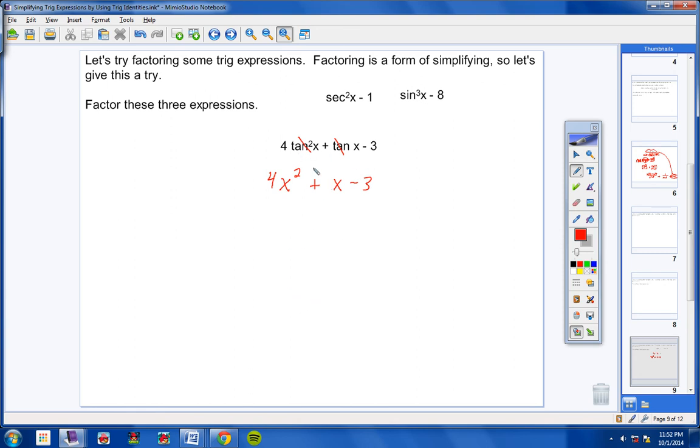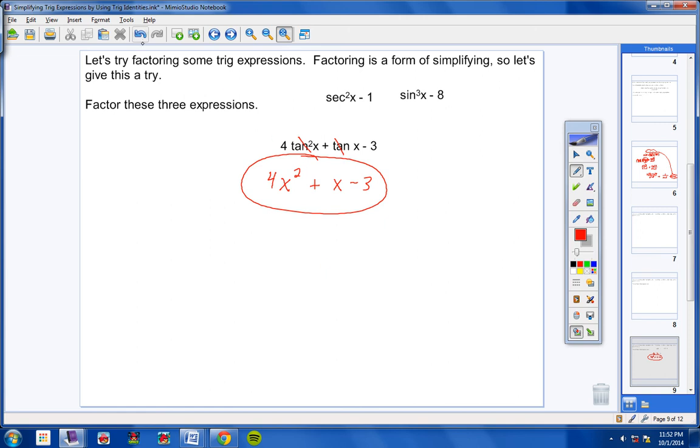It's that simple. And look, you don't have to take the tangent out if you don't want to. If you can factor it with it in there, then more power to you, okay? That's totally fine. But if you want, this makes it a little easier, and then in your final answer, just put the tangent back in.